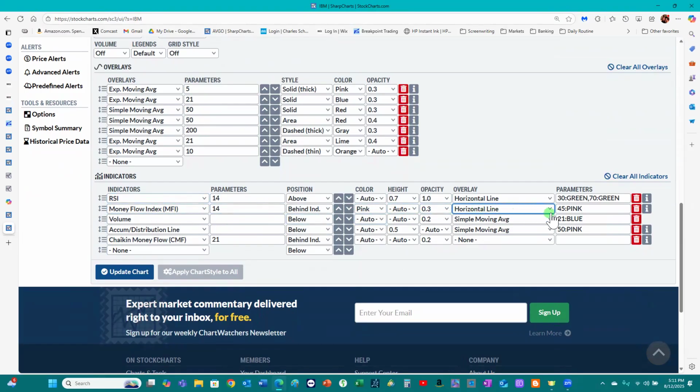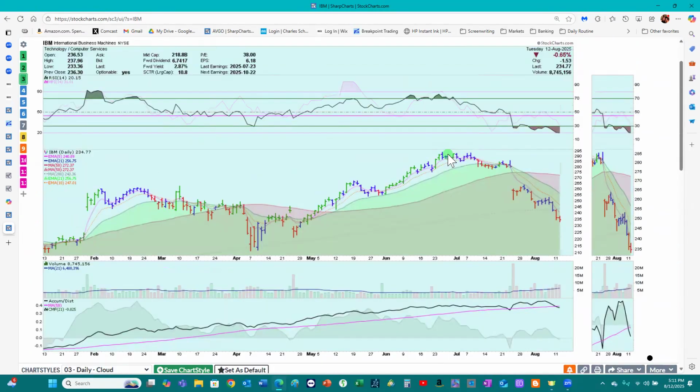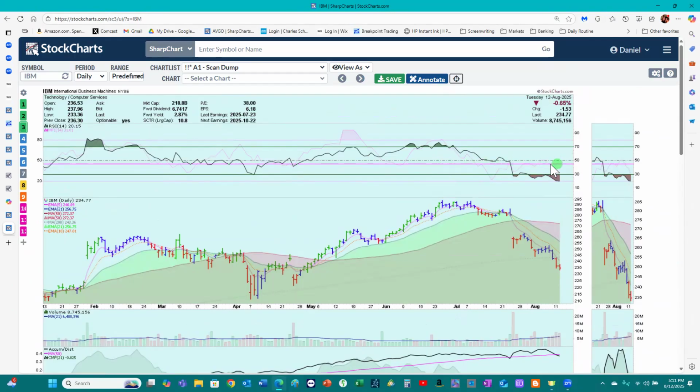I put an overlay of a horizontal line. I identify 45, and I want that line to be pink, so it's identifiable. I can see right there it's 45. So even though it came up here, it actually touched 50, it didn't really get much above 45. So just because it comes down, it didn't quite touch the 20 line down here either.